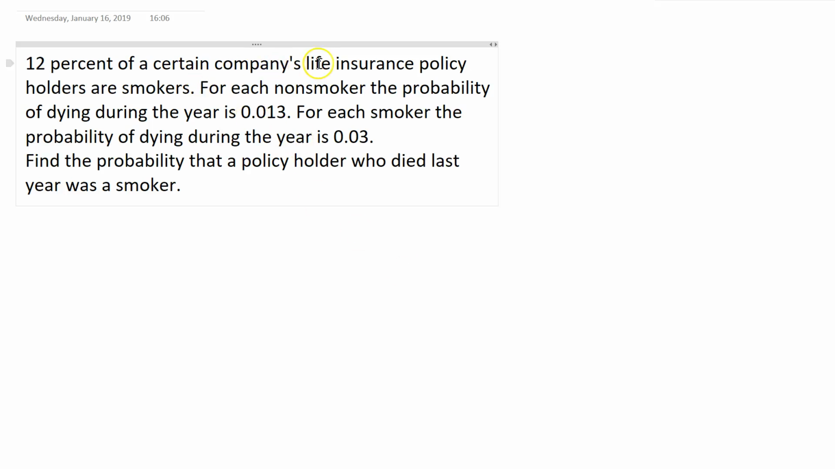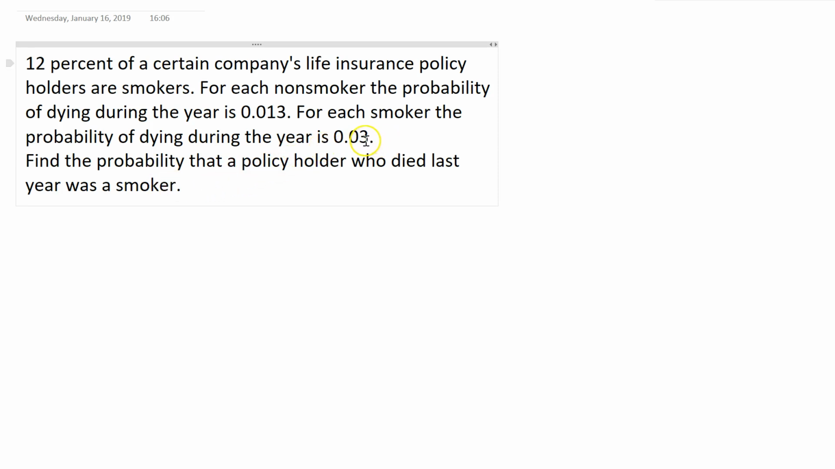12% of a certain company's life insurance policy holders are smokers. For each non-smoker, the probability of dying each year is 0.013. For each smoker, the probability of dying during the year is 0.03. Find the probability that a policyholder who died last year was a smoker.